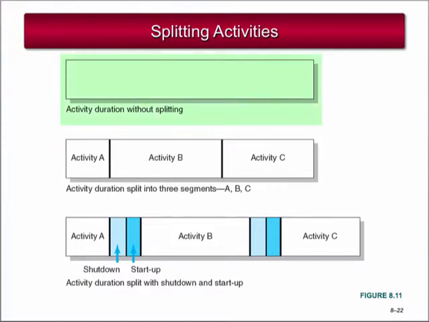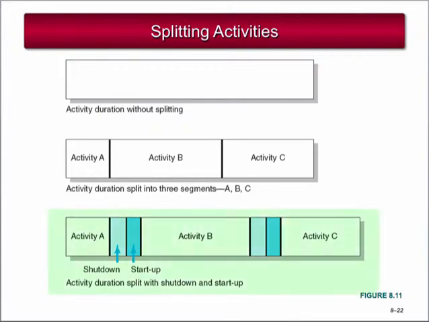The top image shows an activity duration without splitting, or in other words, when the resource works on the activity straight through from start to finish. The second image shows the same activity, only broken into 3 separate activities: Activity A, Activity B, and Activity C. You can see that splitting this activity does not lengthen the duration of the activity.